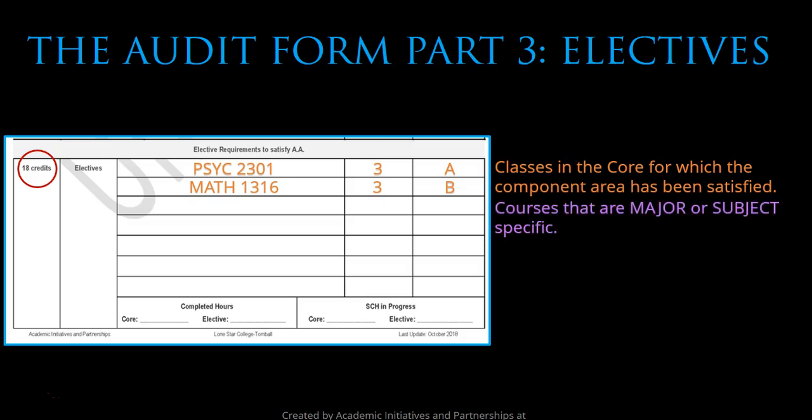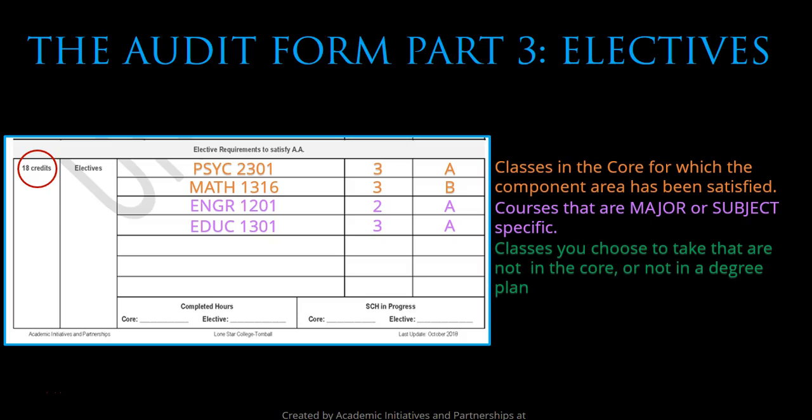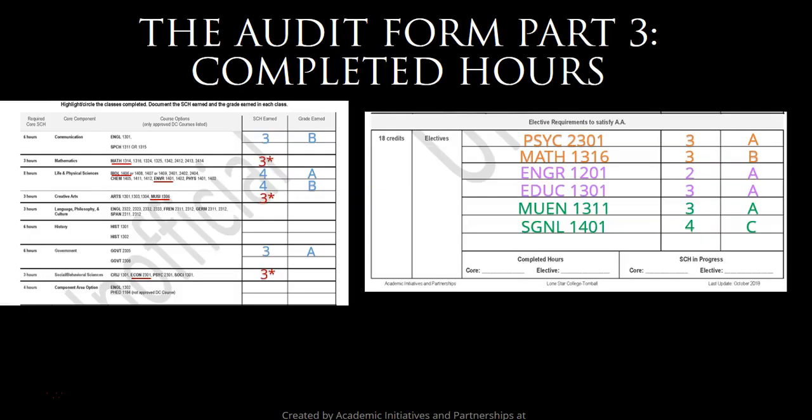There are also courses that are major or subject specific that can be considered electives. So in this case, we have introduction to engineering, or introduction to the teaching profession. Both of those are very specific to a degree, and so those are considered electives. And then finally, you have classes that you choose to take that are not in the core or in the degree plan. So maybe you take a sign language or a music class, voice lessons. Those sorts of classes don't really fit in with the major and they don't fit in with the core, so they default to an elective.